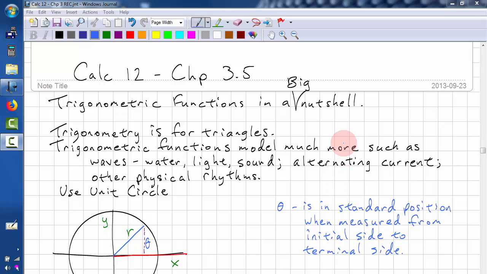Hi, this is Calculus 12, Chapter 3.5. This is the review of the trigonometric functions. If you need a full lesson, please go to my Pre-Calc 12 website to look for the videos.